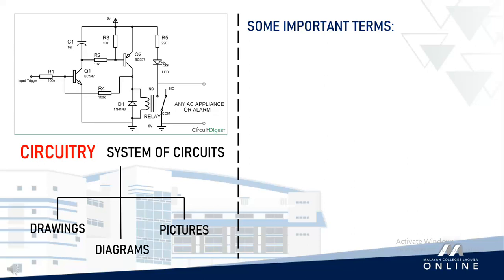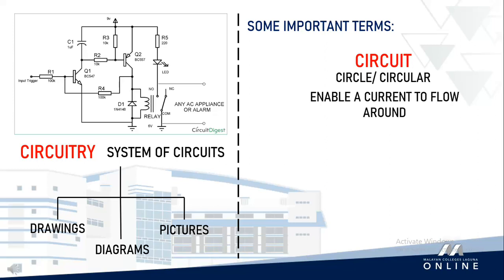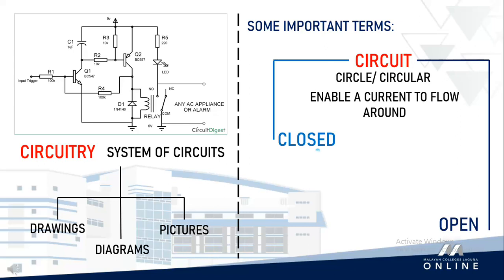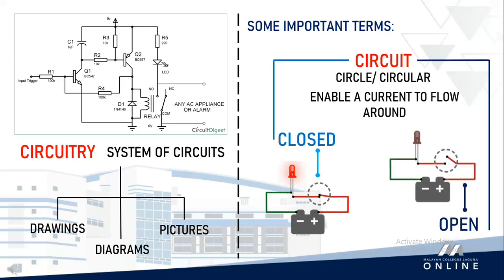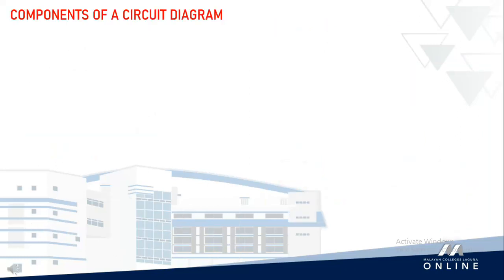First, a circuit, from the words circle or circular, refers to the system of components, power, and signal sources that enable the current to flow around. We have two types of circuit, an open and a closed circuit. A closed circuit implies that the circuit is complete and current can freely go around. An open circuit, on the other hand, implies that the circuit is incomplete and there is a gap somewhere in the path. When illustrating diagrams, we have to take note of the common symbols we use to represent the components.